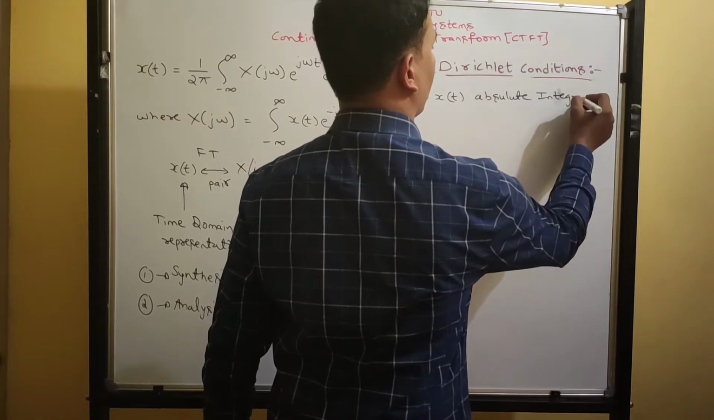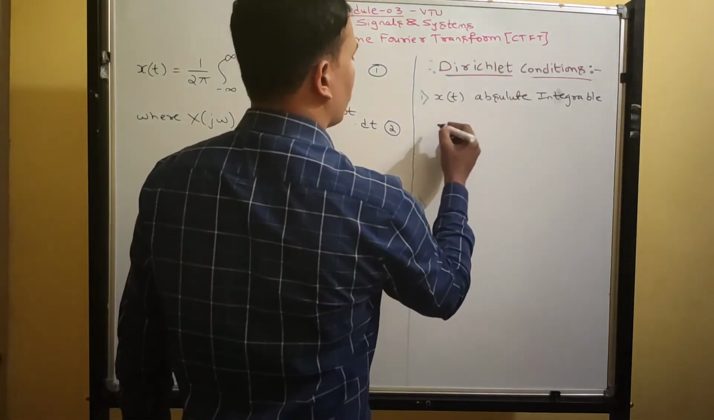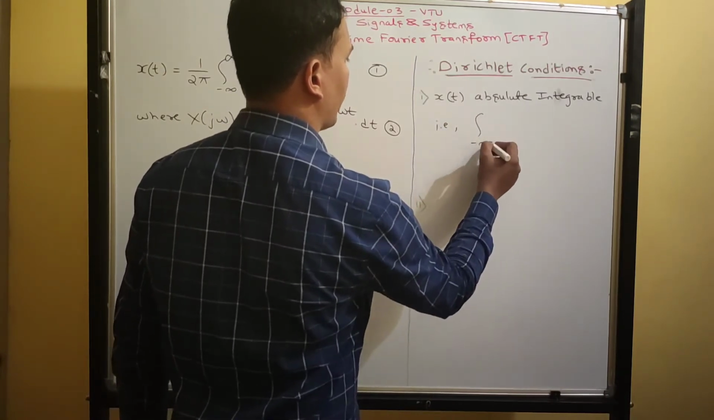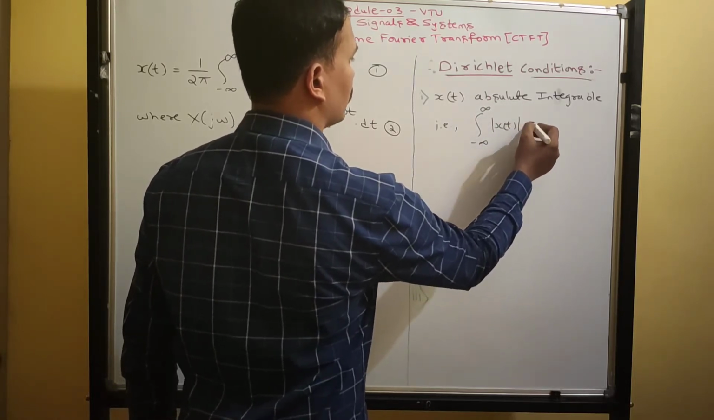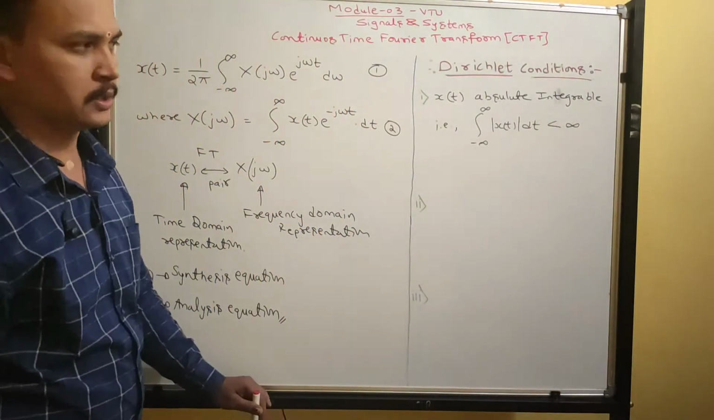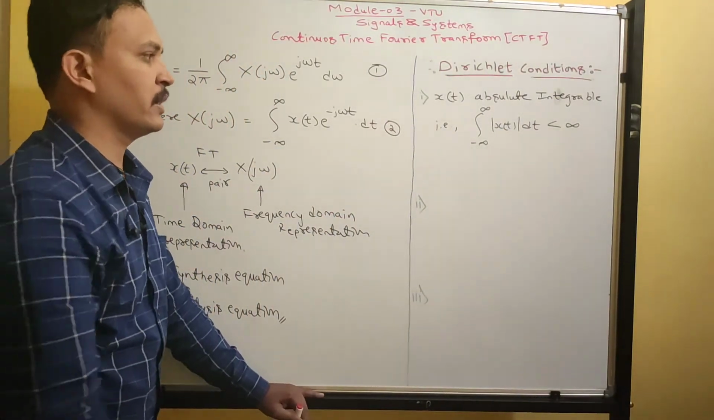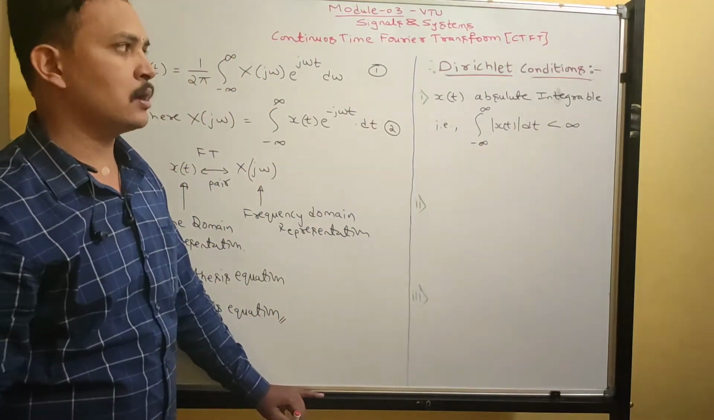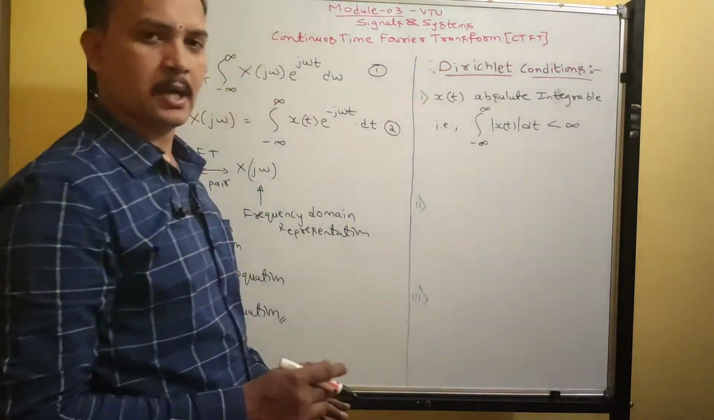Absolutely integrable: x of t should be absolutely integrable. That is, we can write the integral from minus infinity to infinity of mod x of t dt, and you should get an answer less than infinity. If I integrate the non-periodic signal from minus infinity to infinity, the result should be less than infinity. That is called absolutely integrable. That is the first Dirichlet condition.